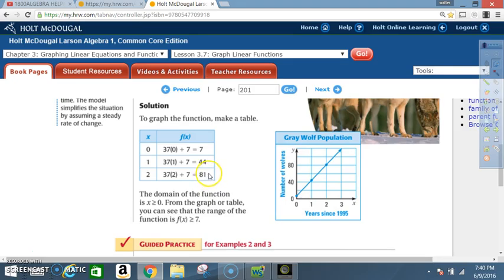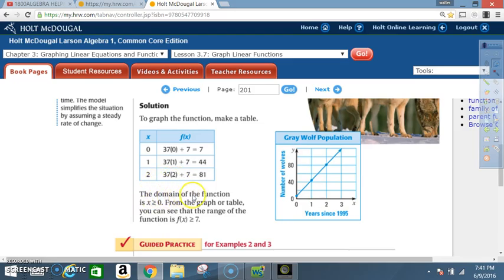Okay, so now you plot these points on the graph. For example, when x is 0, f of x or y is 7. When x is 1, f of x or y is 44. When x is 2, f of x or y is 81. And notice, number of wolves, that's on your y-axis, and years since 1995, that's on your x-axis. Don't forget, the y-axis is really, in this case, f of x.